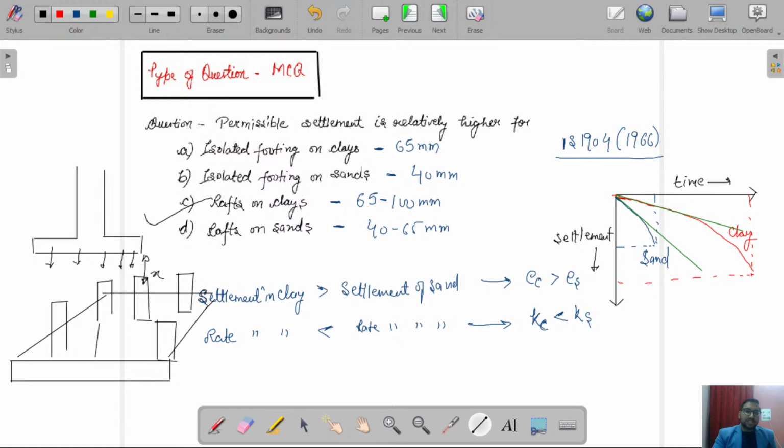From this we can judge that the permissible settlement will be more for this case as compared to this isolated footing. Even if I don't remember these values, I can judge that a raft on clay will have a higher settlement value than these other cases. Clear?